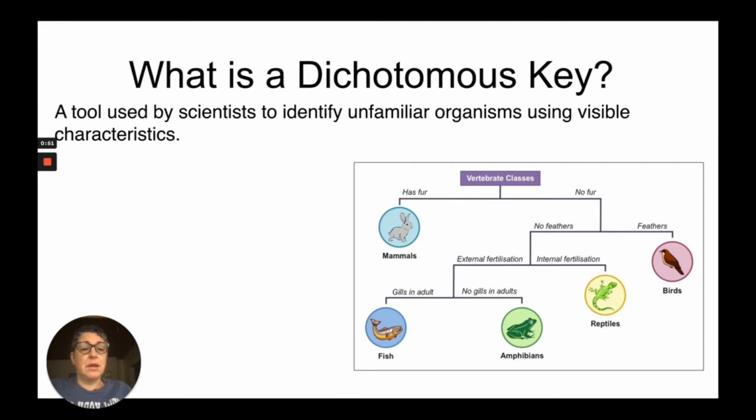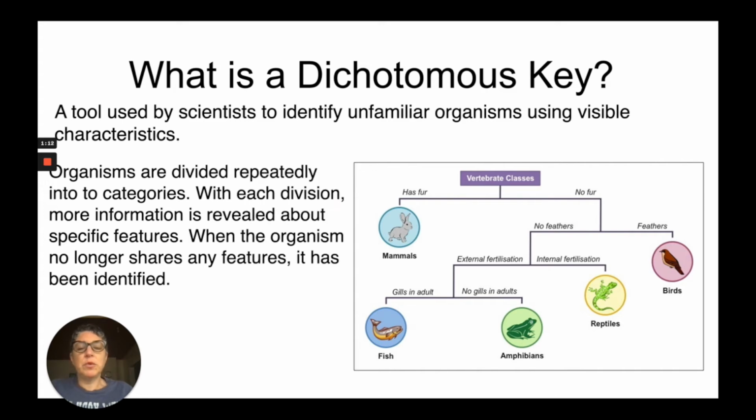And so we see there are various features that would separate the organisms into different categories. The first feature is fur. The second feature is feathers. The third one is the type of fertilization. And the last one is whether gills are present.